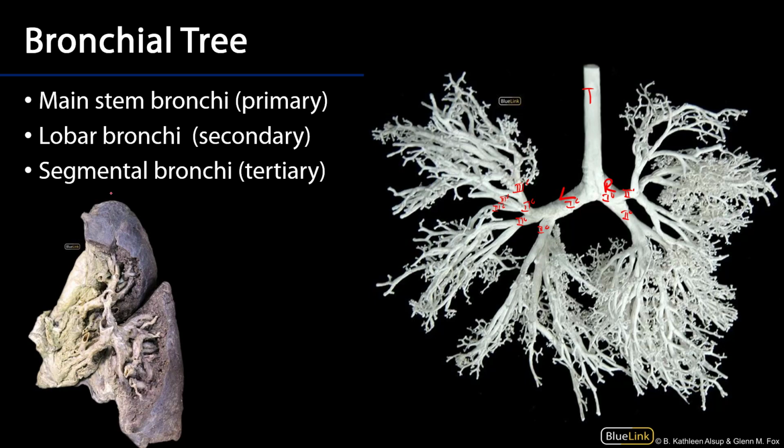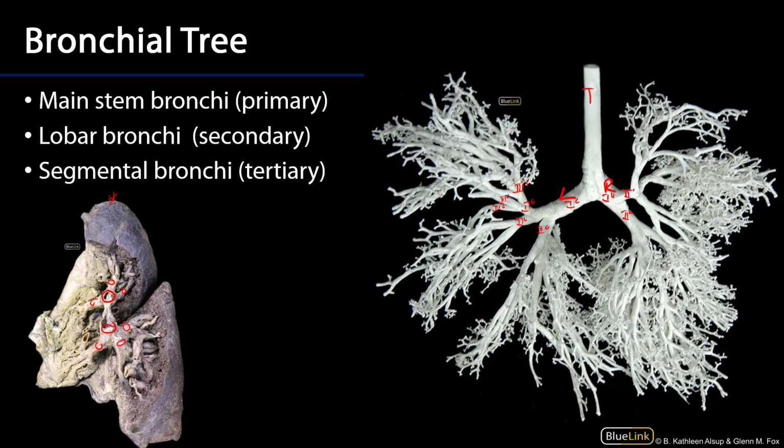Over here, we can see some of the lung parenchyma tissue surrounding the bronchial tree, and that would be a secondary bronchus. There's another secondary bronchus going into tertiary bronchi, tertiary, tertiary, tertiary there.